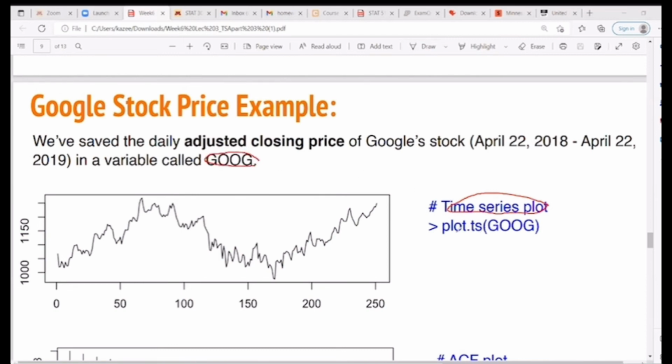Okay, I'm just going to do plot.ts GOG, and actually that gives me this. Look at that. Initially it's going up, it's going down, it's going up. Take a look at that. That is what we actually expect in a stochastic world. So that is a time series plot from the original data set.